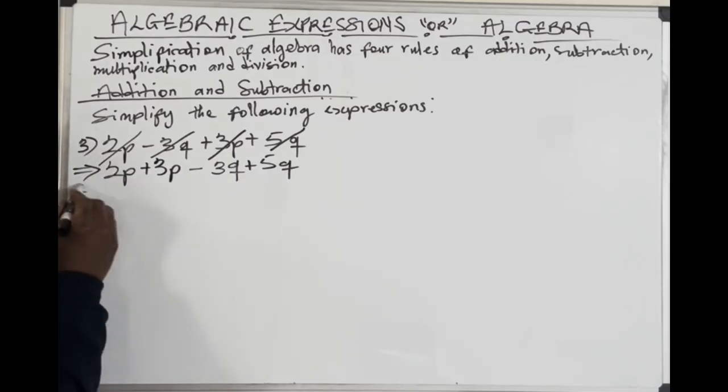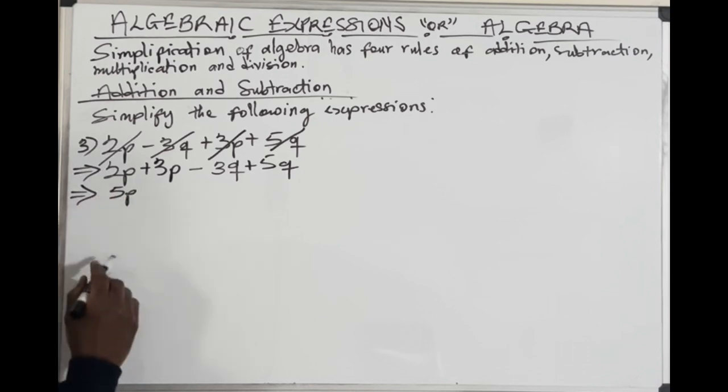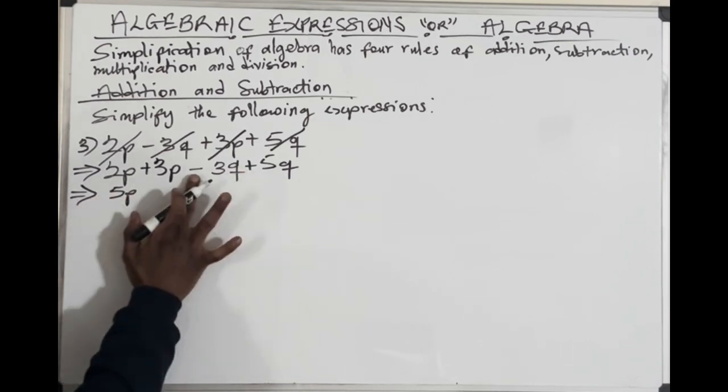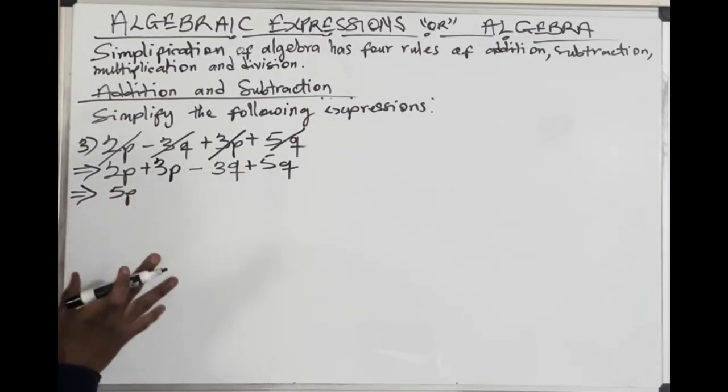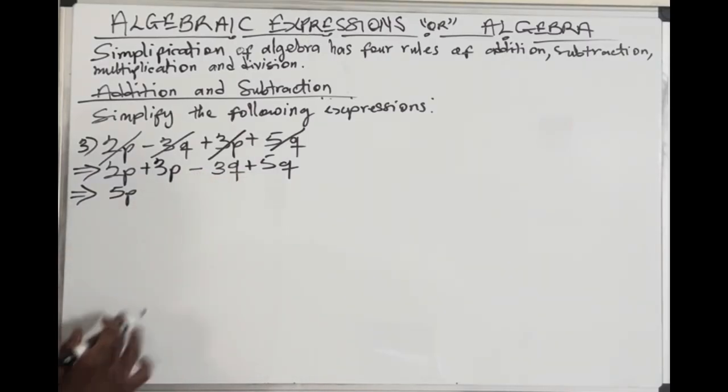Alright, so 2p plus 3p is what? 5p, and different signs, minus and plus. So we do what? We subtract. Always remember, when there are different signs, we subtract. The same signs we add. Okay, so we're going to subtract.